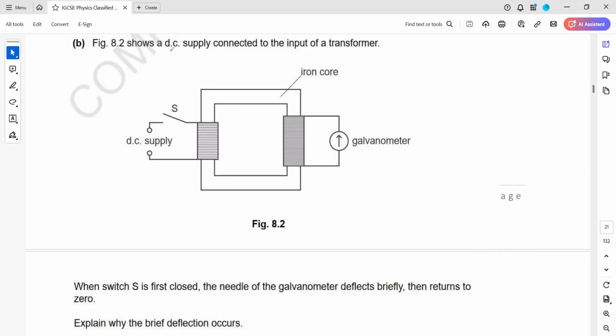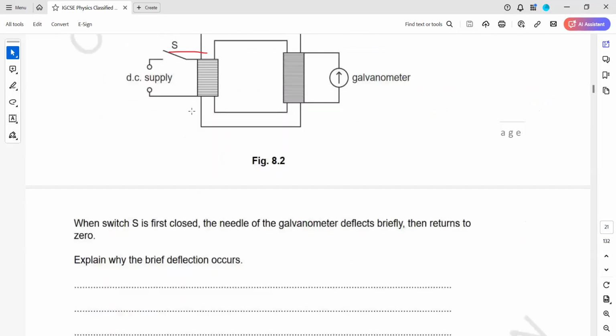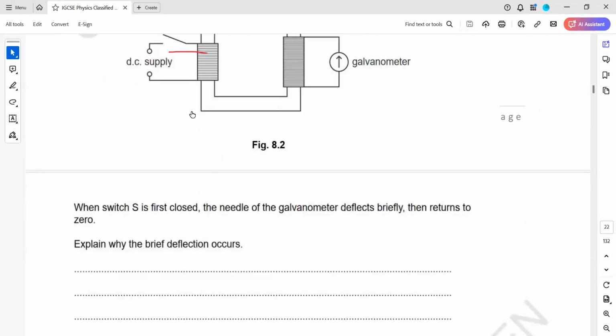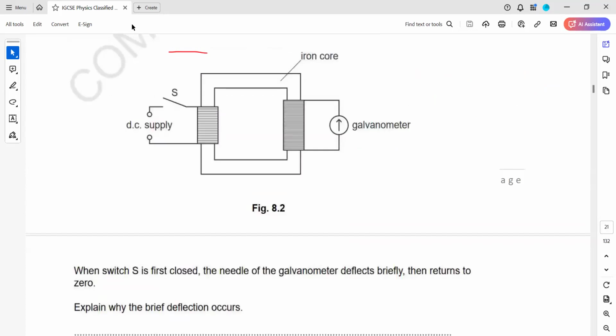The figure shows a DC supply connected to an input transformer. When the switch is first closed, the needle of the galvanometer deflects briefly and then returns to zero. Why does it deflect? Because the moment we close the switch, even though the DC supply gives a constant current, it won't be constant from the beginning. For example, this DC supply provides a constant current of 2 amperes. The moment we close the switch, the current will reach 2 and then it will be constant. So during this part, the current is changing.